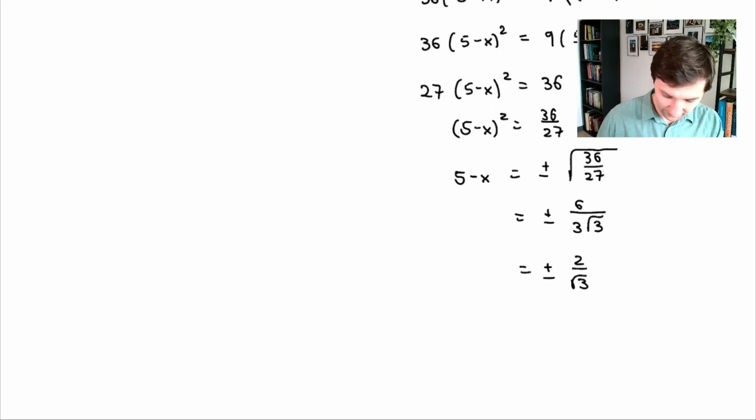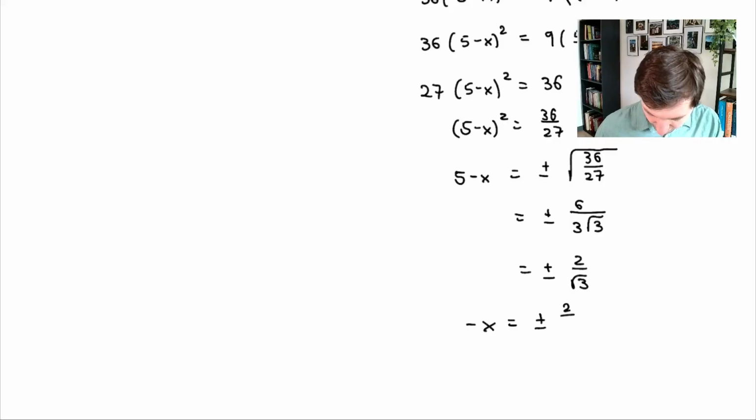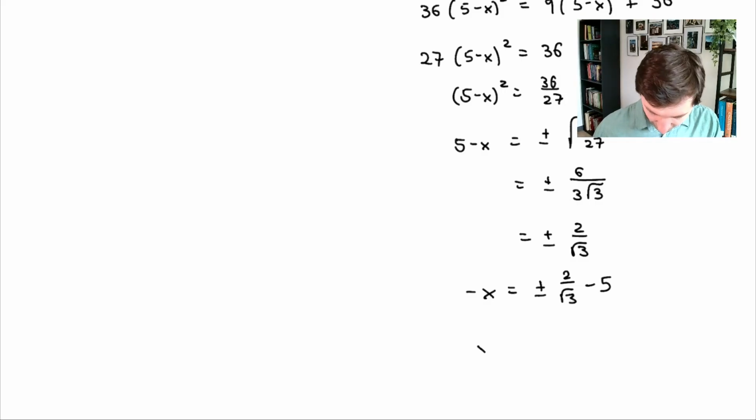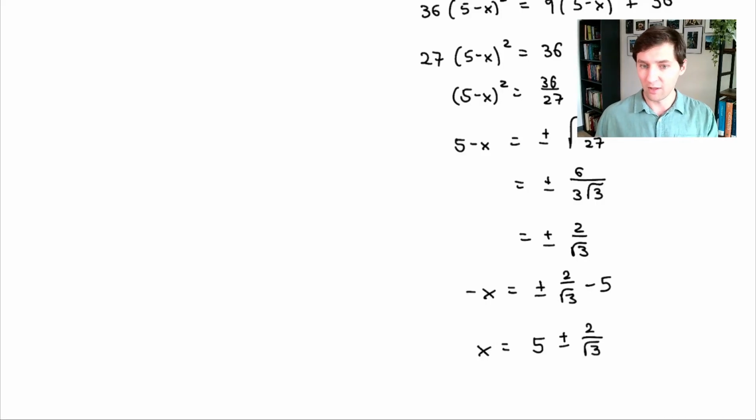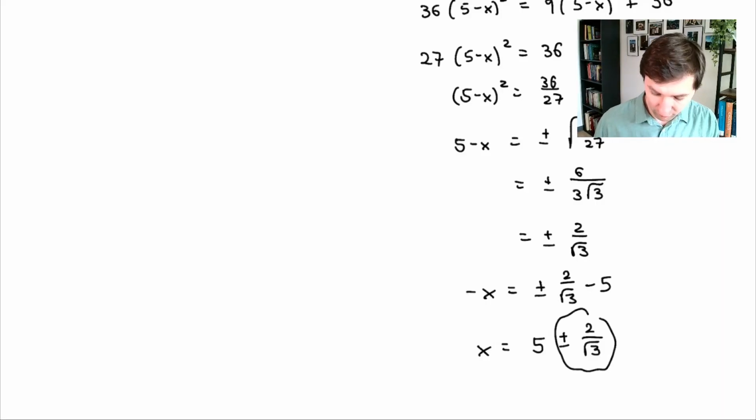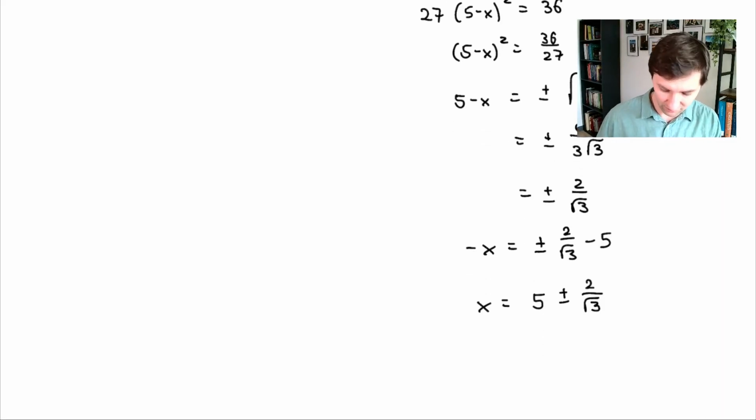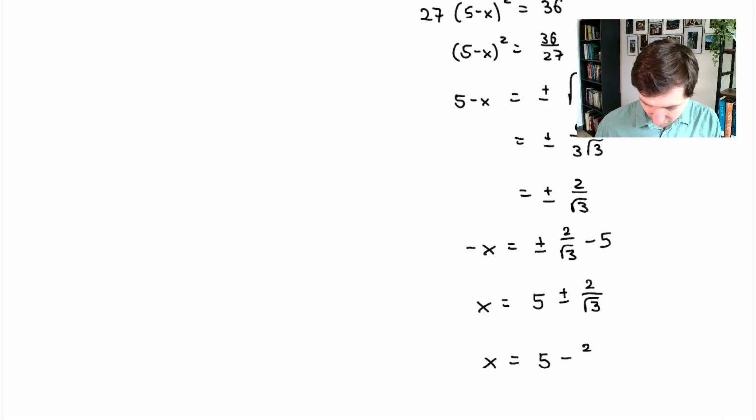I'm solving for x. What I'm going to do here is I will first subtract 5 on both sides, and I will get negative x equals plus or minus 2 over square root of 3 minus 5. And then I multiply everything by negative 1, and I get that x equals 5 plus or minus 2 over square root of 3. We know that x's cannot be more than 5. The domain of our function was between 0 and 5. When I add the square root, I get outside of the domain of my function, which means that the only critical number that I can use here is 5 minus 2 over square root of 3.